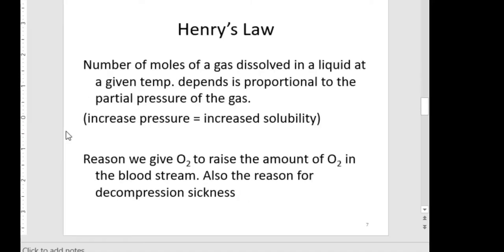So we're ready for Henry's law. Henry's law, one of my favorite gas laws, says the number of moles of gas dissolved in a liquid at a given temperature is proportional to the partial pressure of the gas. Whoa, man, what does that mean?